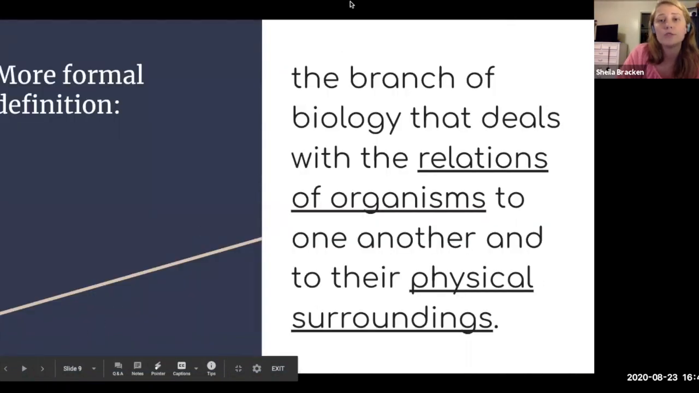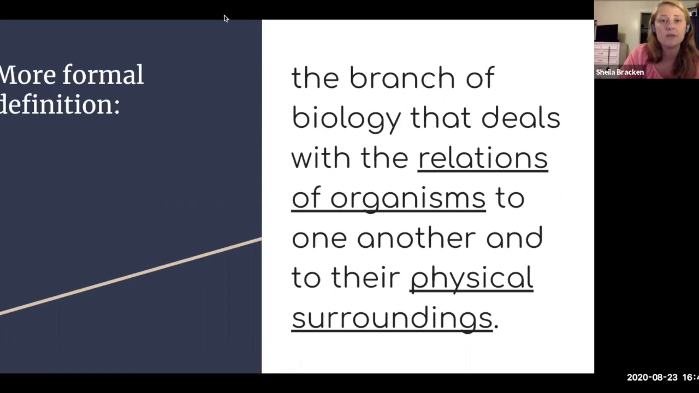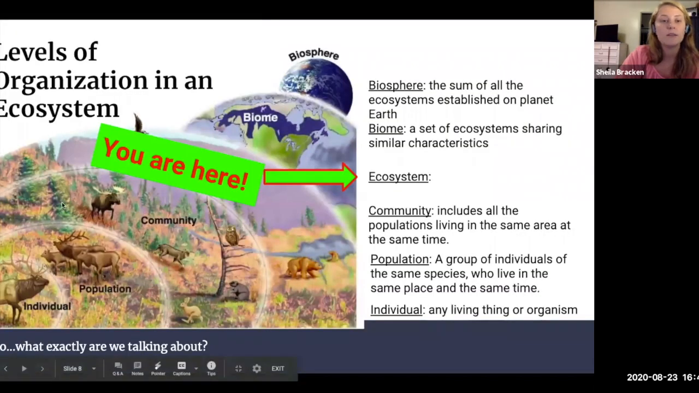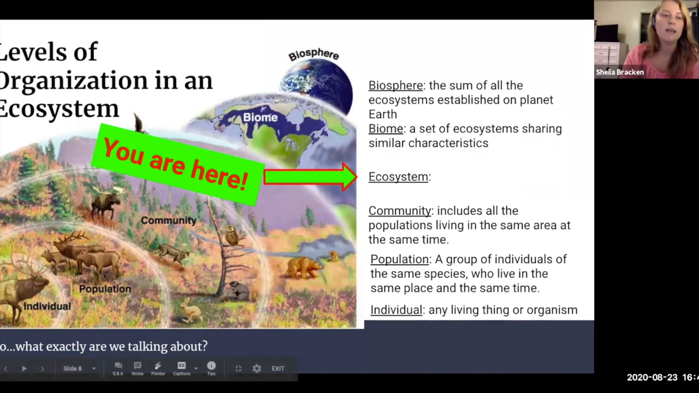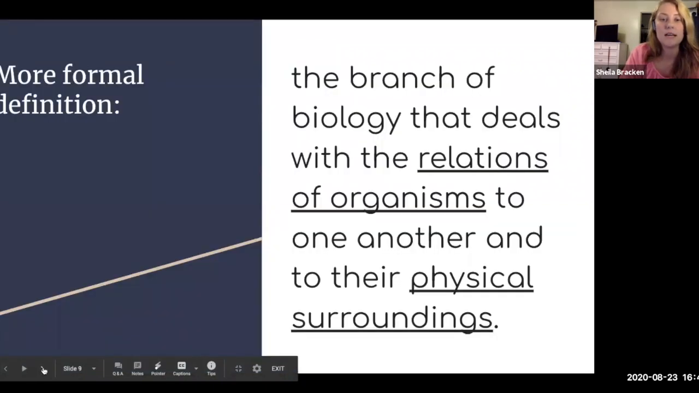So the more formal definition of an ecosystem would be the branch of biology. Remember, biology is the study of life. The branch of biology that deals with the relations of organisms to one another and their physical surroundings, right? So ecosystem, if we go back to this slide, we're no longer just talking about these living organisms. Now we're going to start talking about how they interact with their surroundings, right? That's what makes it an ecosystem. It's not just the living things, but it's also the non-living things, right? That are interacting in that certain time or place.